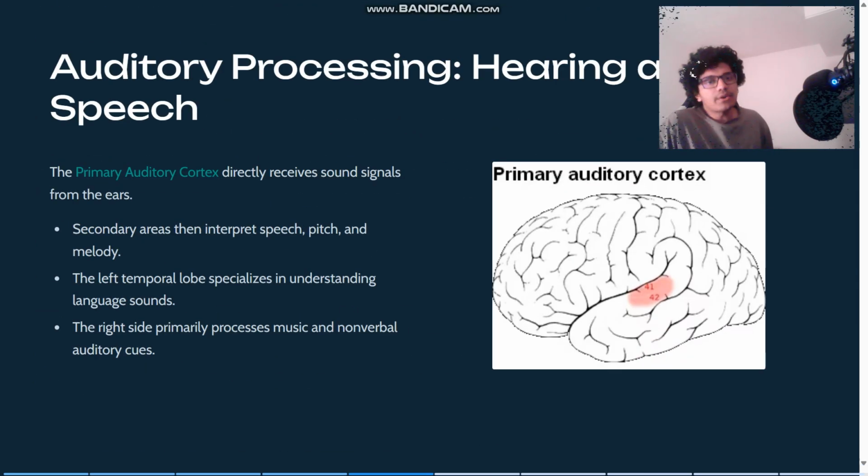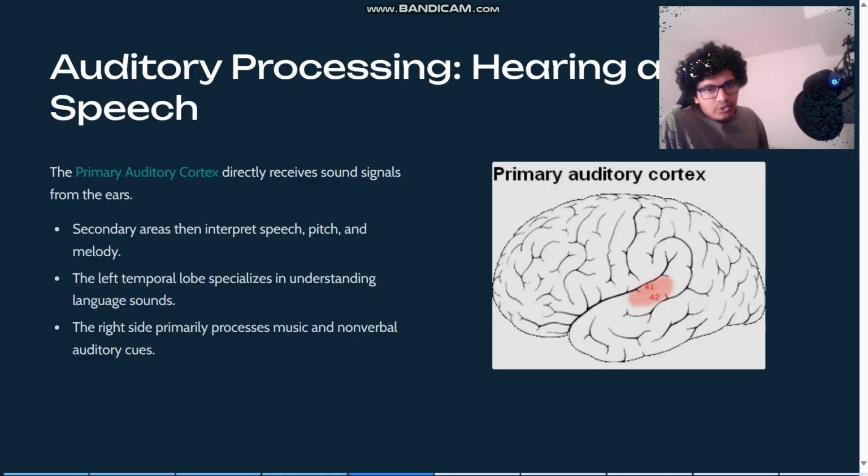So the primary auditory cortex directly receives sound signals from the ears. Secondary areas then interpret speech, pitch, and melody. And if you're curious about what the 42 and 41 are in this part of the brain, it's essentially the Brodmann's area, which dictates the location of that substructure. It's easier to categorize them into subsets of areas like that.